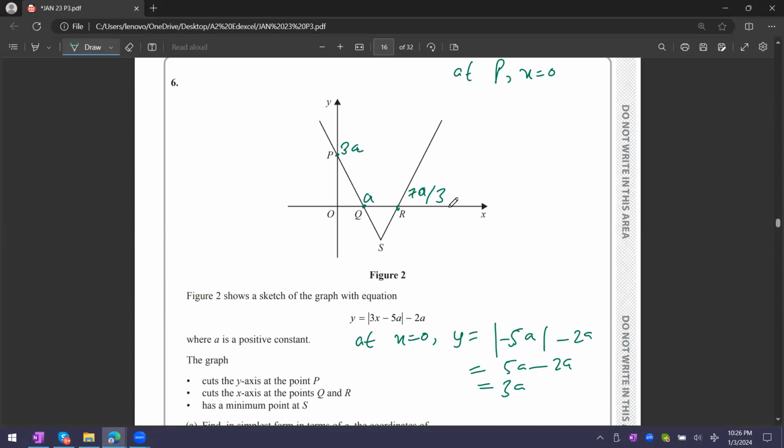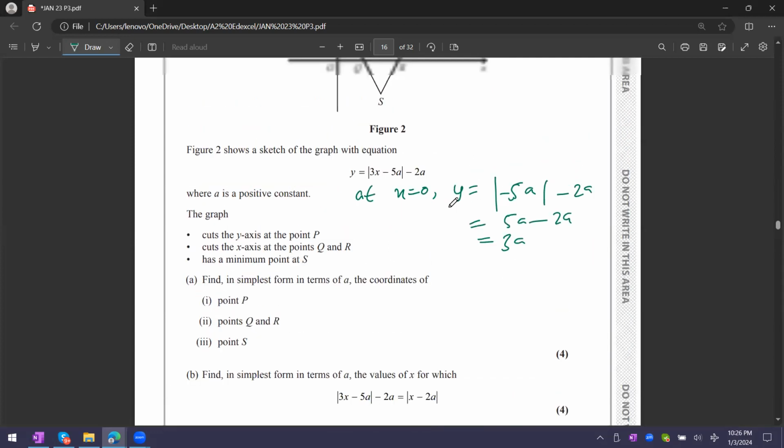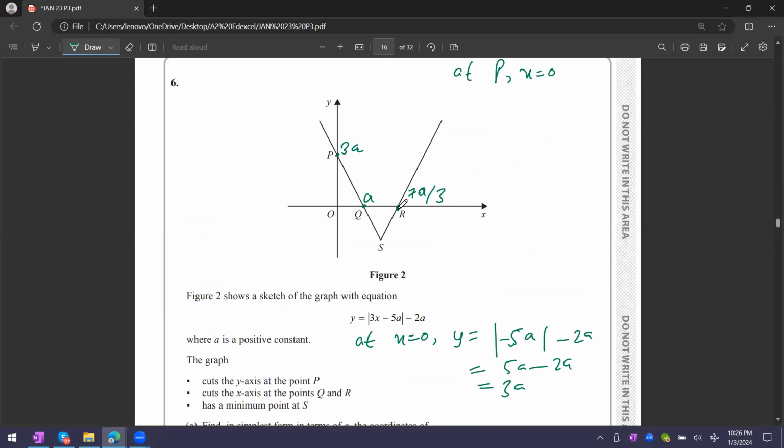Now, what about S? S is the midpoint of Q and R, isn't it? The x coordinate, at least, is the midpoint. So the x coordinate for S is a plus 7a over 3 divided by 2, which is 5a over 3. The x coordinate is 5a over 3. Now what about the y coordinate? We need the y coordinate also.